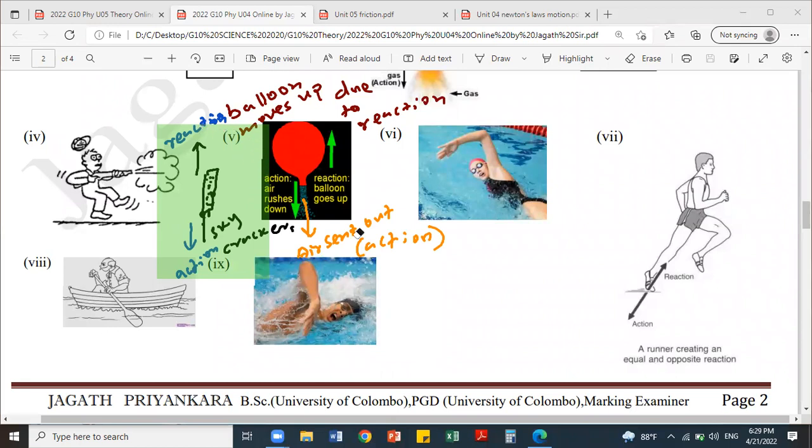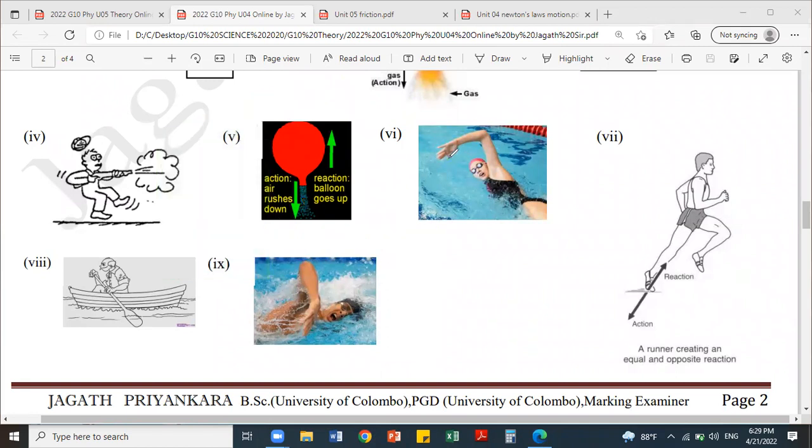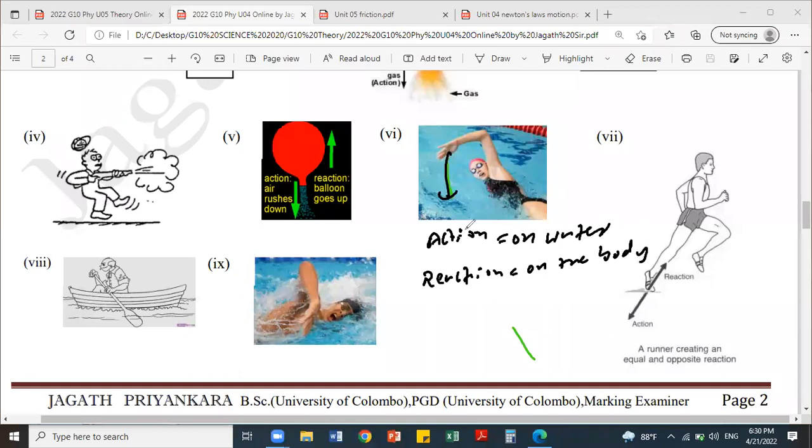I'll erase the screen. Number 6. Swimming. Now actually, you can write here, action on water. You make the action on water, reaction on your body. So you can swim forward due to the reaction on the body. You are pushing water backwards, and water is pushing you forward.